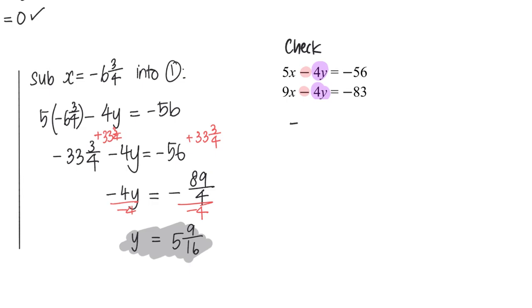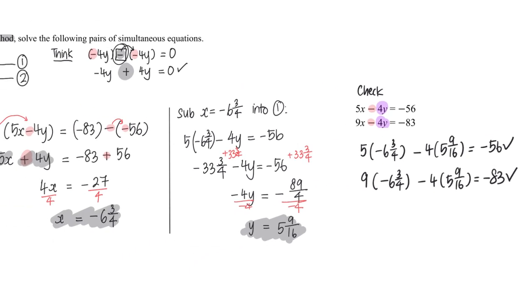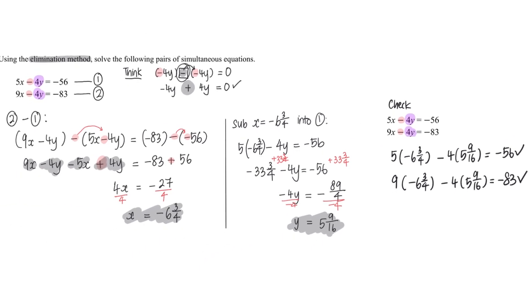And so let's check. So if I have 5 times negative 6 and 3/4 minus 4 times 5 9/16, does this give us negative 56? Yes, it does. And I check again. 9 times negative 6 and 3/4 minus 4 times 5 9/16. Does this give us negative 83? Yes, it does. And therefore, I know for sure my answer is correct.